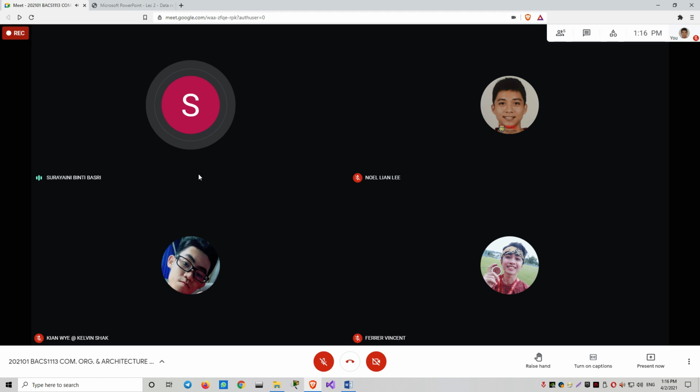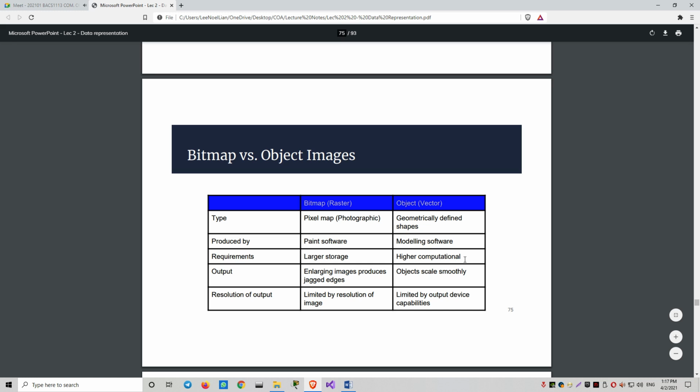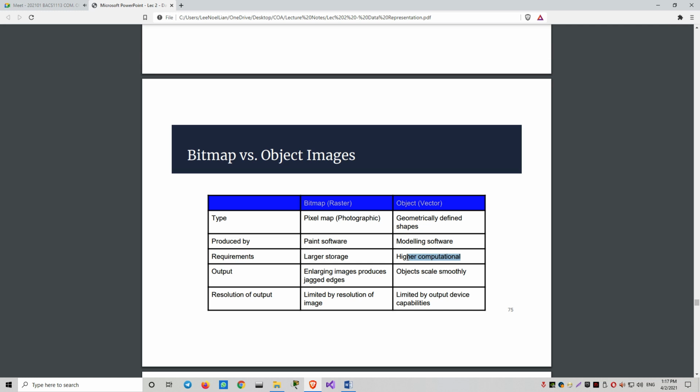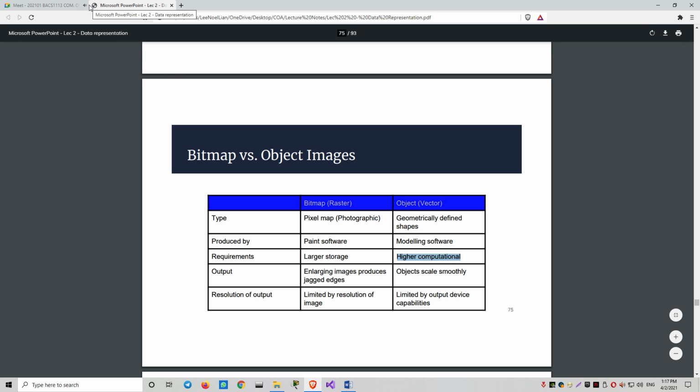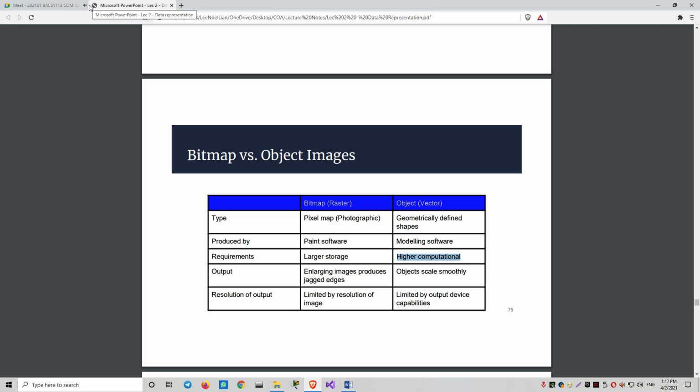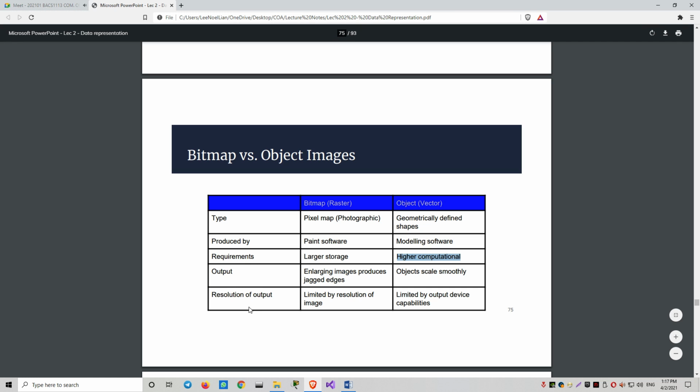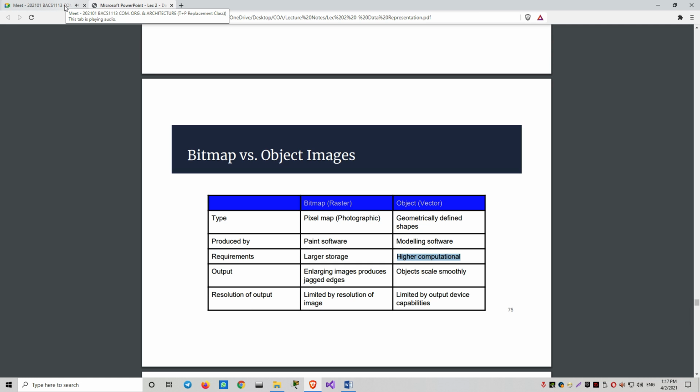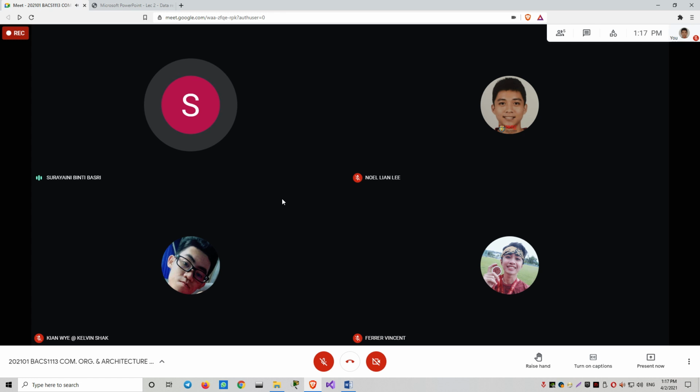So who remembers why this happens? The output resolution is limited by device capability. What does this mean? Who remembers, or who can tell me? No one. Okay, Kelvin, can you try? Can you remember why it is limited by device capability? I don't remember.